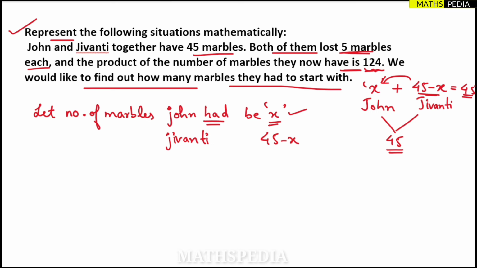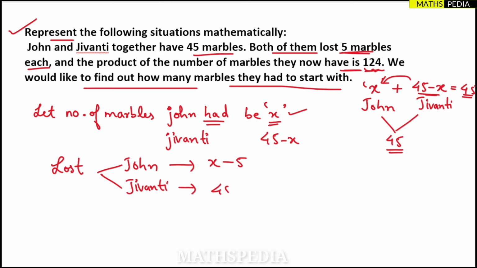Next, both of them lost 5 marbles. Let us consider John and Jivanti. John had x marbles, minus 5 lost. Jivanti had 45 minus x, and lost 5 again. So John will have x minus 5, and Jivanti will have 45 minus 5, that is 40 minus x. Just simplify this. So these are the number of marbles they have right now.